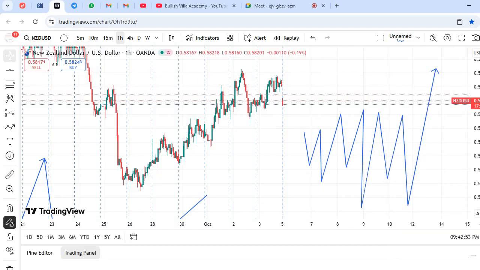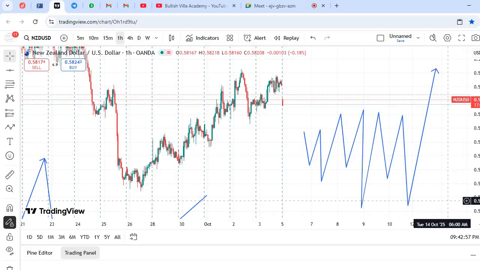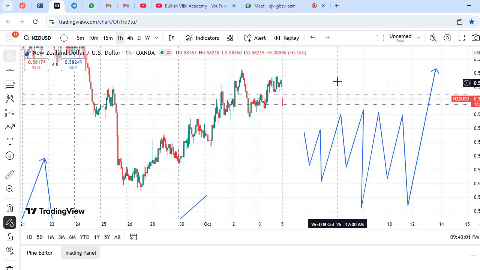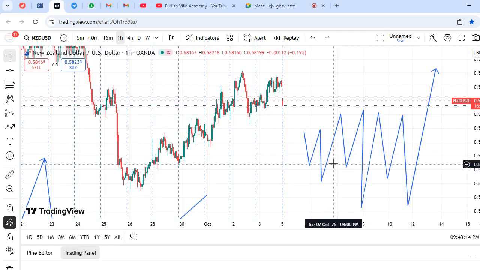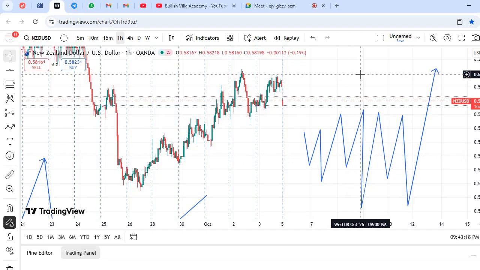So what I look out for before I choose my entry point: I look out for liquidity and candlestick pattern. Those are the things I look out for. Then the third question you ask, how do you get a proper setup?